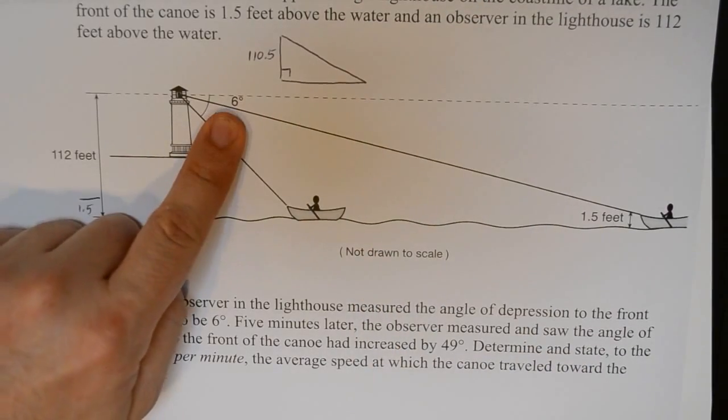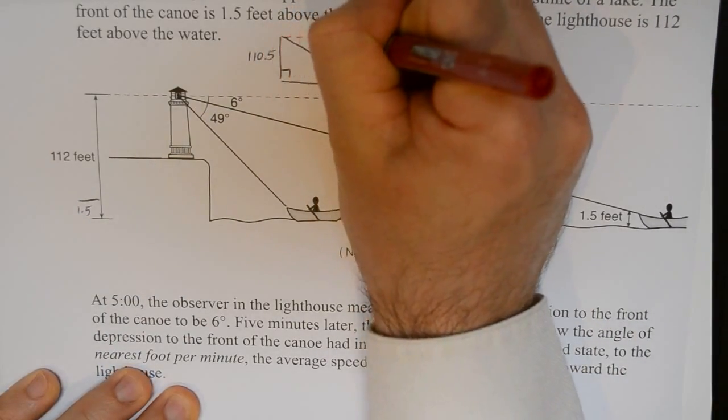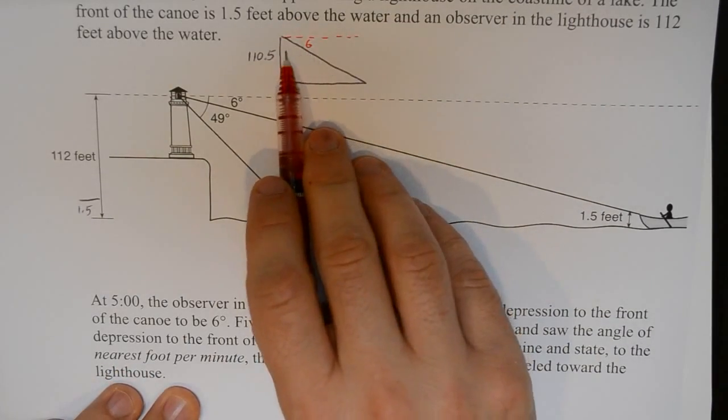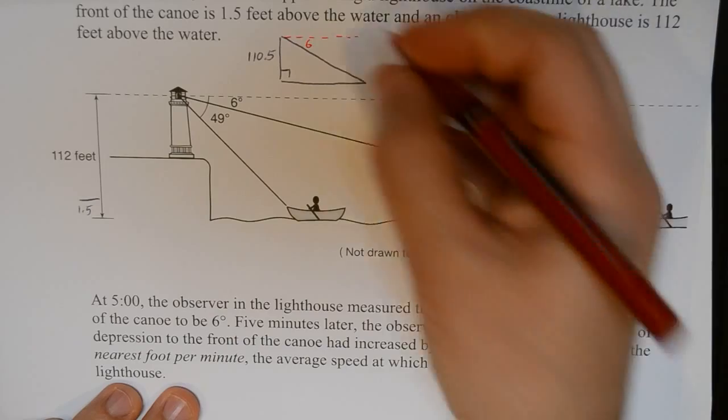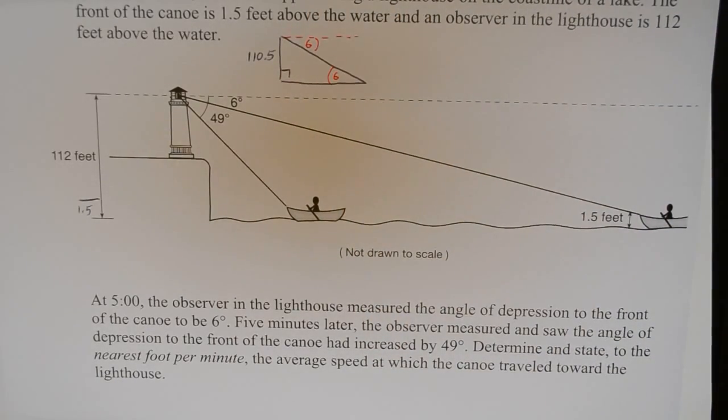And we have an angle of depression. Be careful here. An angle of depression is measured from the horizontal down, right? So that's where that 6 goes, not at the top. Very common mistake. So by alternate interior angles, however, I can get that 6 into my triangle by bringing it down like that. So hopefully that makes sense.